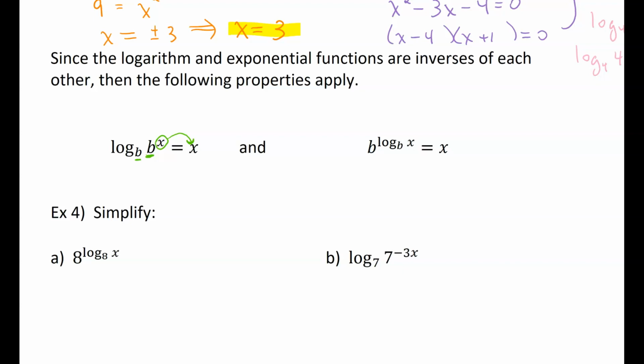And then the other property, we have b raised to a logarithm, right? So now the logarithm is inside the exponent, but that log has the same base as the exponent that it's in, okay? And in this case, the same thing, the argument here is equal to that argument.